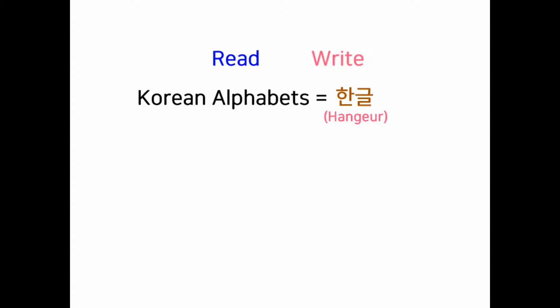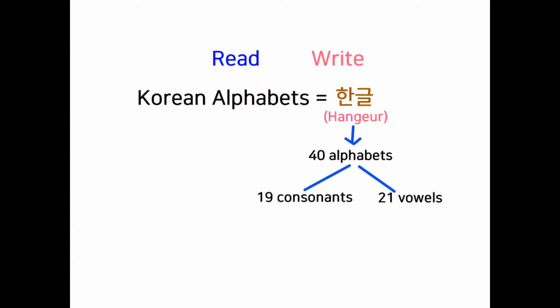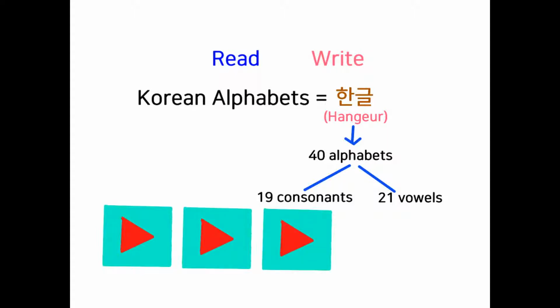Welcome, and today we are going to learn how to read and write Korean. In order to learn how to read and write, you should first learn the Korean alphabet, which is called Hangul. In Hangul, there are 40 letters: 19 consonants and 21 vowels. I cannot teach all 40 letters in a single video because it would be too long. So I'm going to upload 3 videos in a series to teach Hangul.